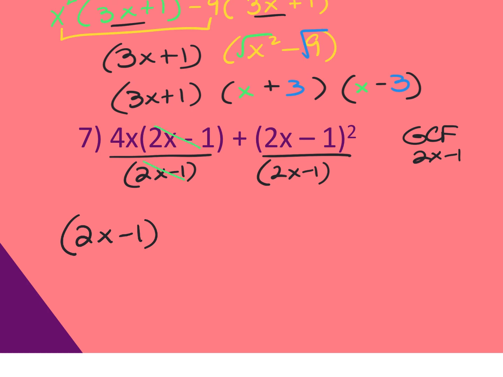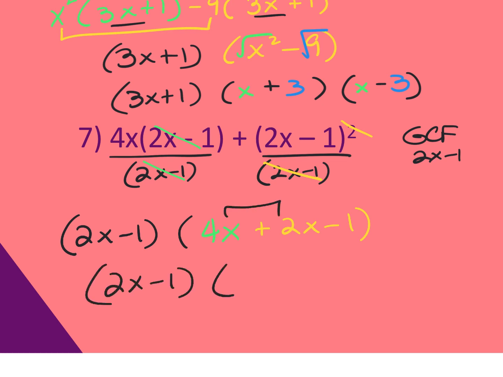You're left with 4x from the first one. And then over here, when you do this one, you're going to take one of the two x's away. And then you're left with positive 2x minus 1. Look for any like terms to combine. Write the GCF. I can combine these two, and it becomes 6x minus 1. And now I'm done.